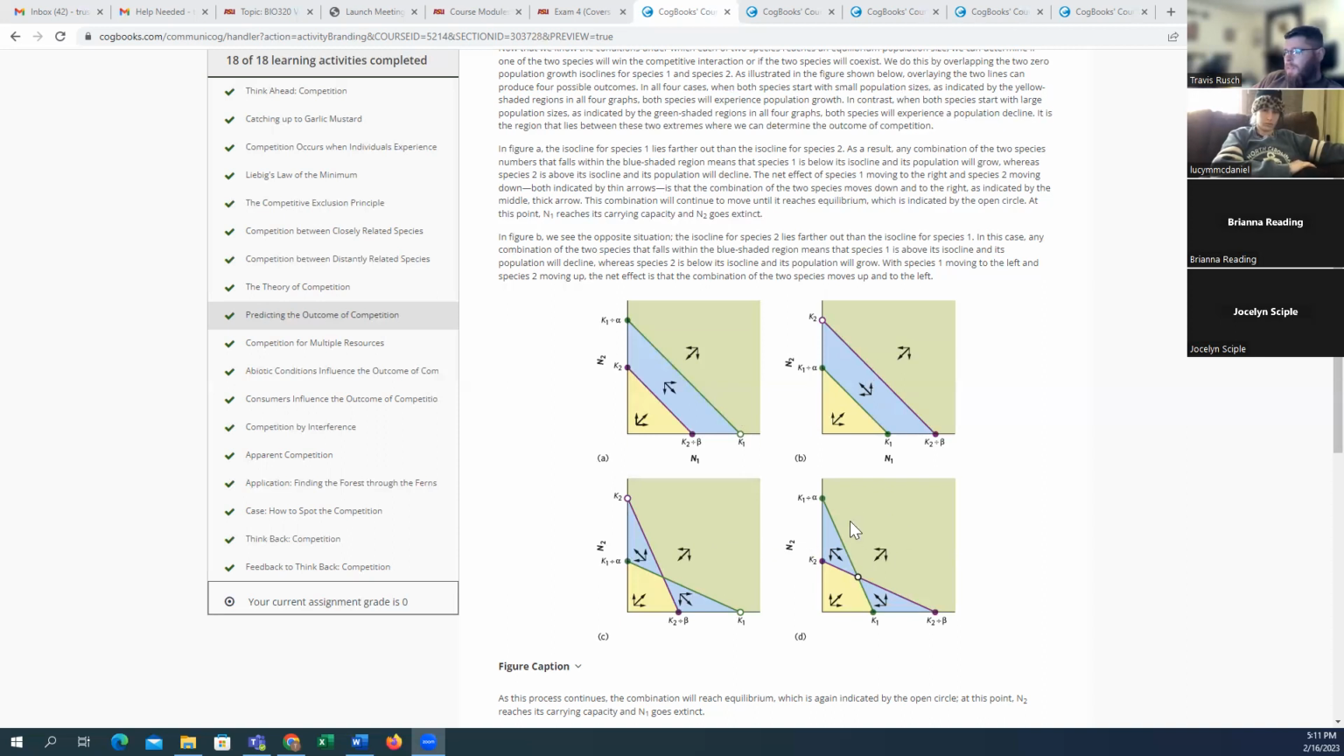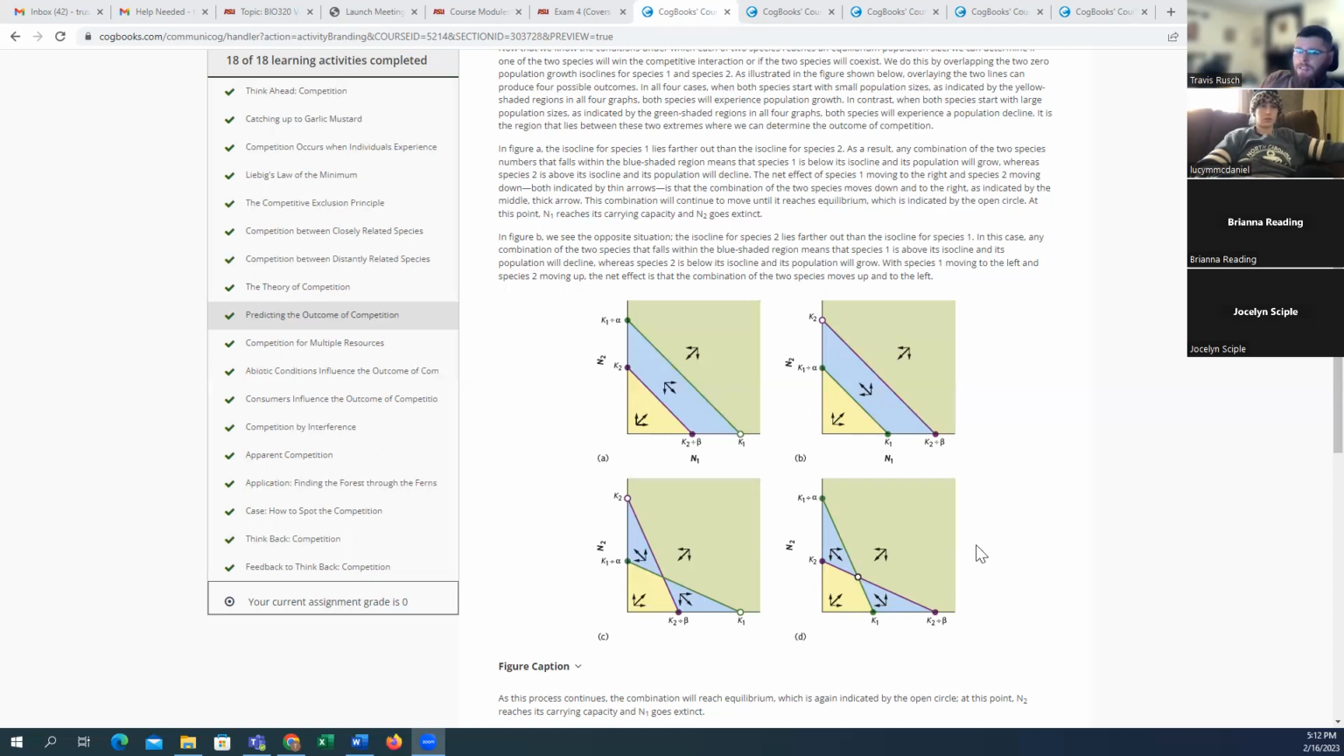What about in scenario D? What is happening here? We only have one open circle, so we only have one scenario for equilibrium, but it's not on either of the axes this time. What does that mean? They're going to coexist. Yeah, so this is potential for these 2 species to coexist.